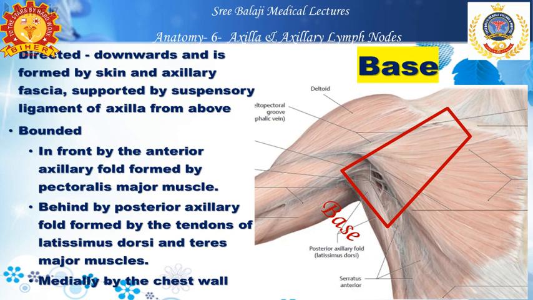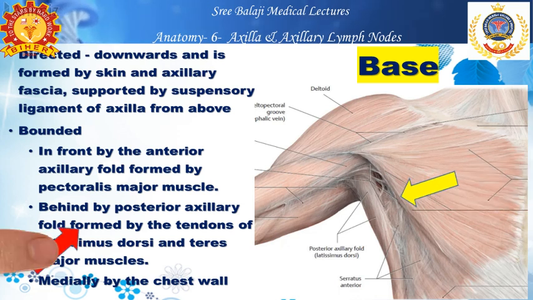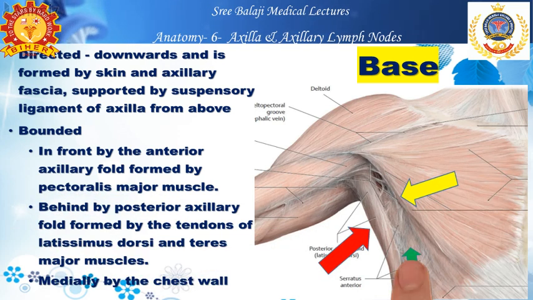The base of the axilla is directed downwards and is formed by skin and axillary fascia. This is supported by a ligament called the suspensory ligament of axilla, and from above by a fascia called the clavipectoral fascia. The base is bounded in front by the anterior axillary fold, behind by the posterior axillary fold, and medially by the chest wall. The anterior axillary fold is formed by pectoralis major muscle. Behind, the posterior axillary fold is formed by tendons of latissimus dorsi and teres major muscle.